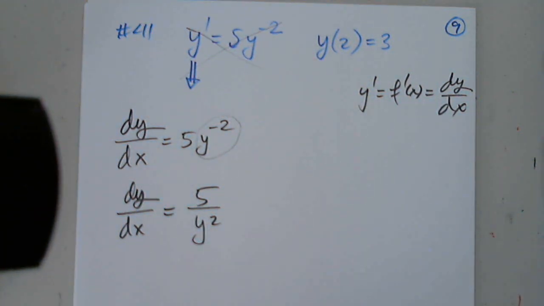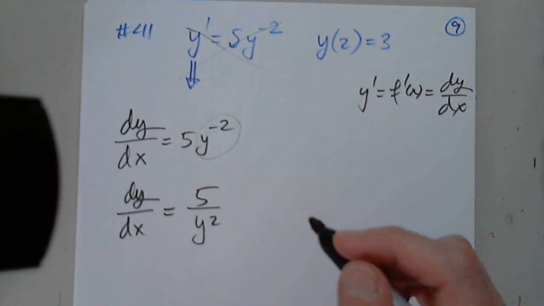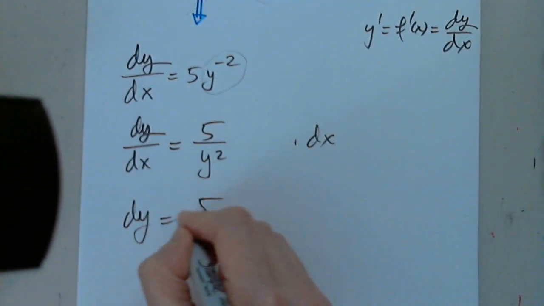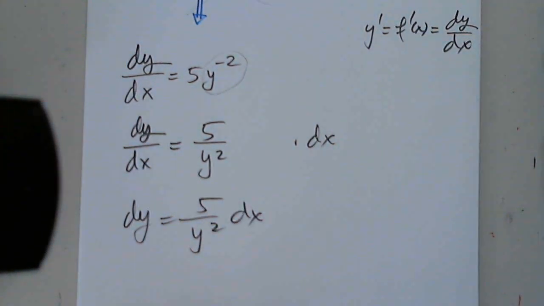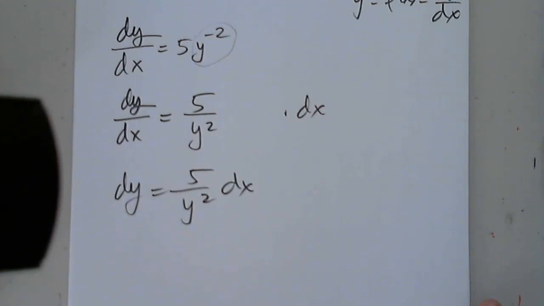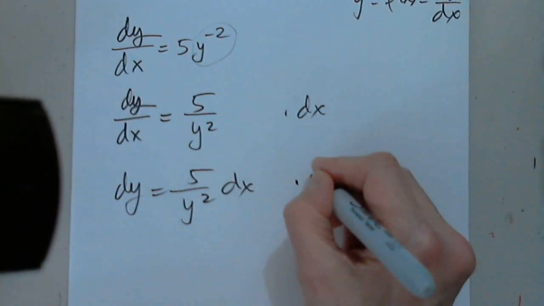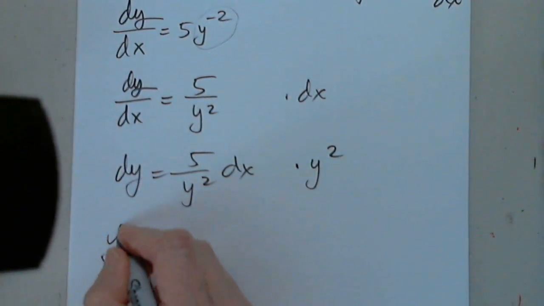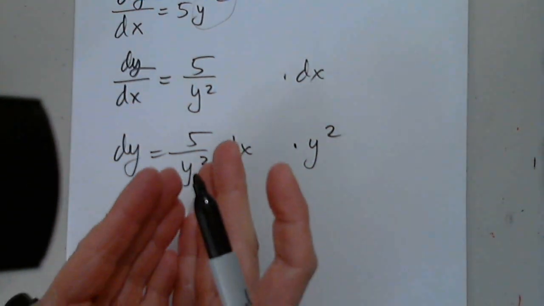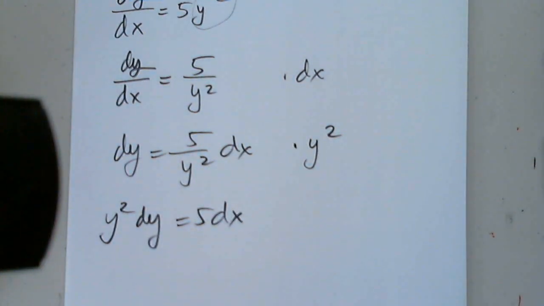How do we proceed? Multiply both sides by dx. Perfect. That's the first step. Excellent. Then? Multiply both sides by y squared. Excellent. Thank you. Are they completely separated?